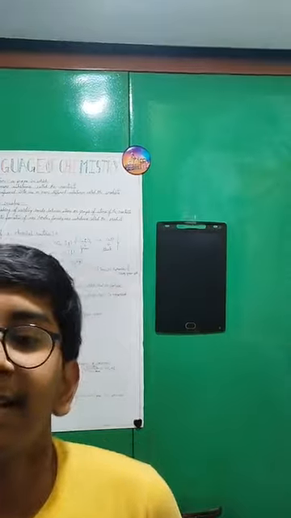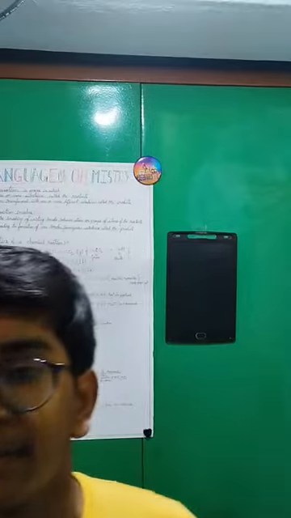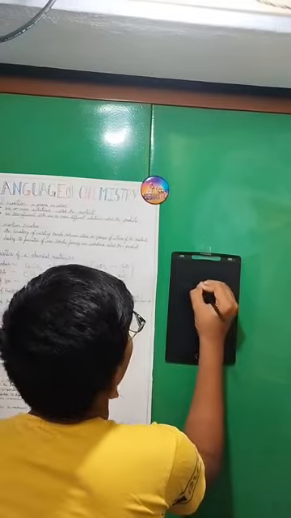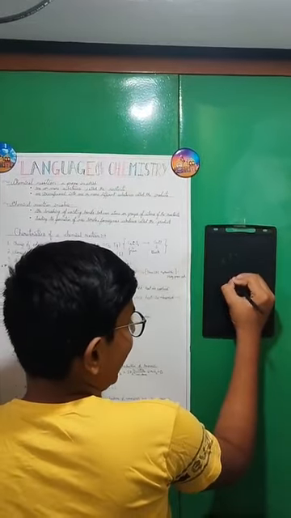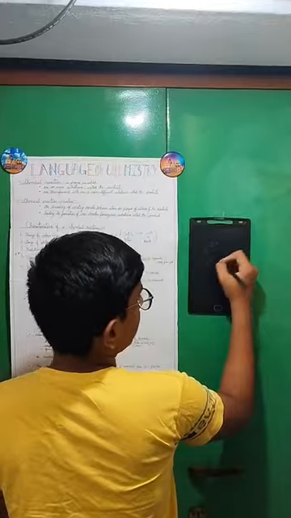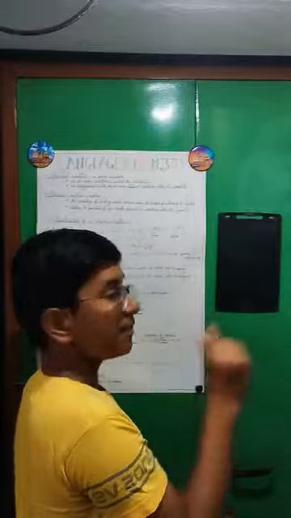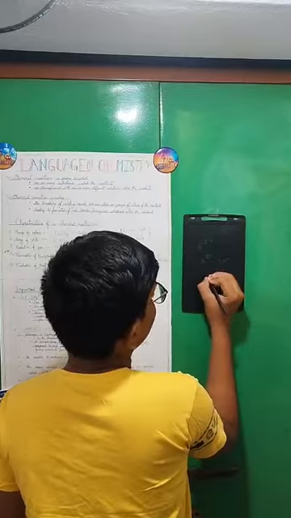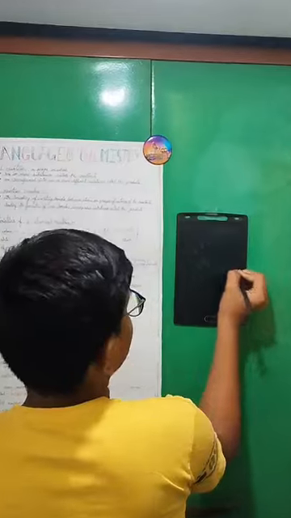Okay. Now I'll talk about valencies. Potassium, K1 plus. See how it is formed. When K loses 1 electron, means it donates 1 electron, then it forms K1 plus.